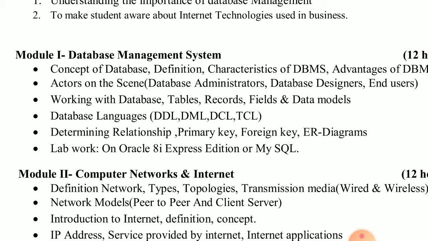Then fields, data models, then data languages DDL, DML and DCL, TCL. These are the database languages. We'll see one by one later. Then determining relationship. Relationship means what? How many types of relationship. Then primary key. Primary key means what? Foreign key. Then ER diagram means entity relationship diagram.